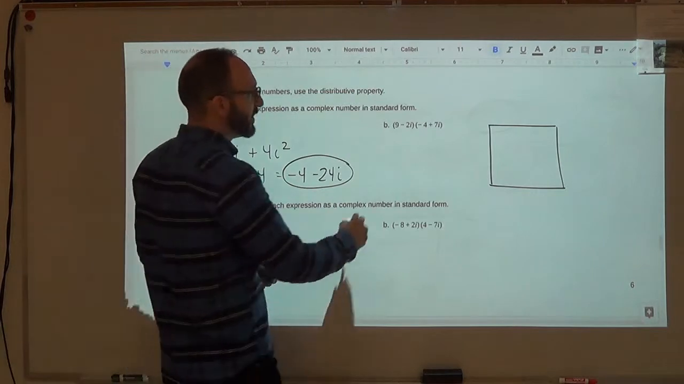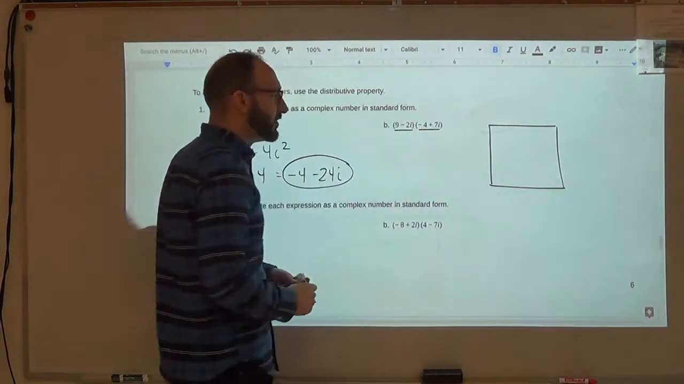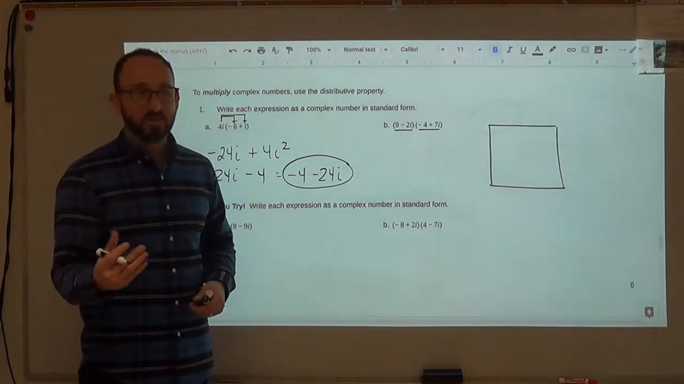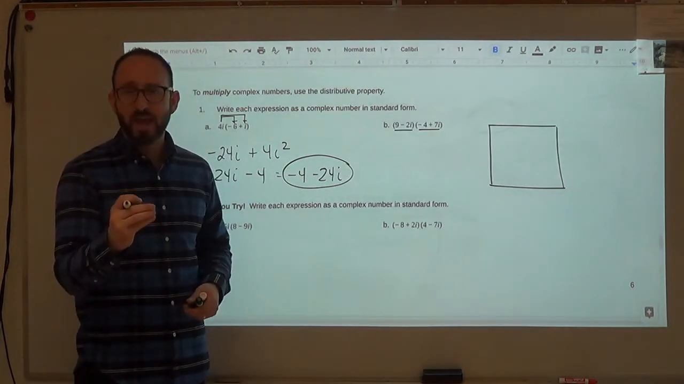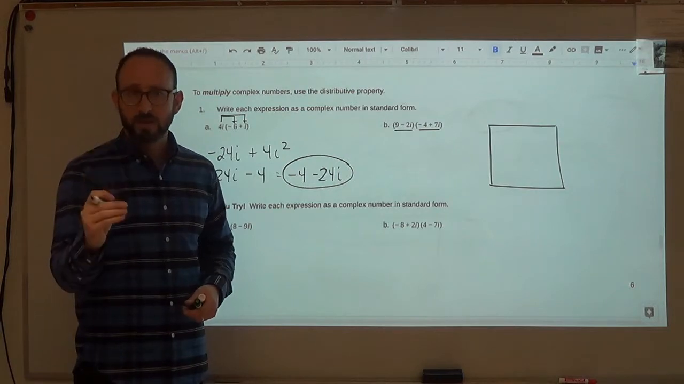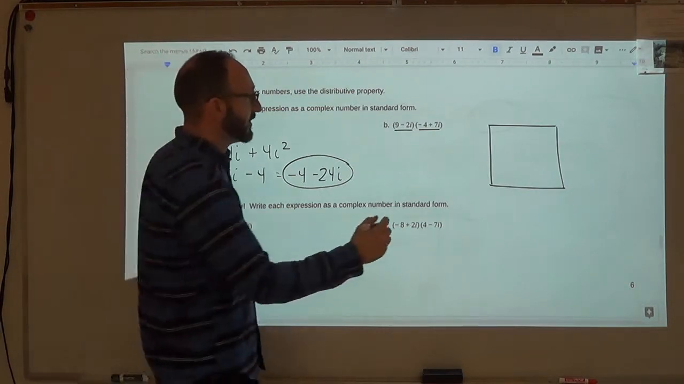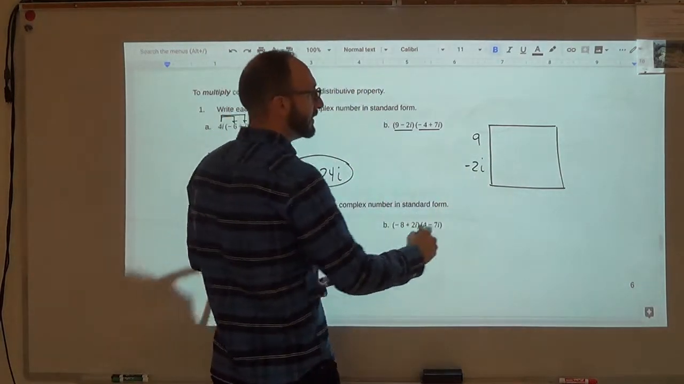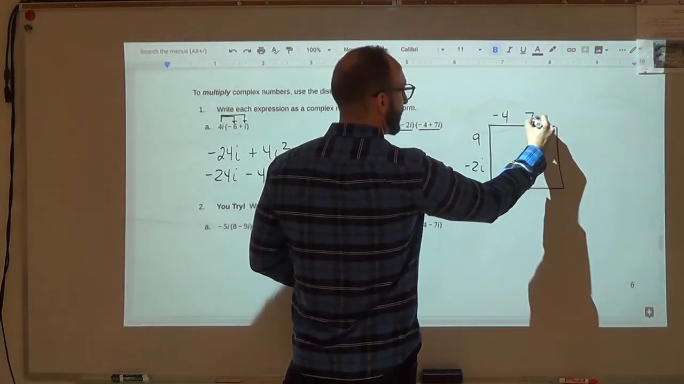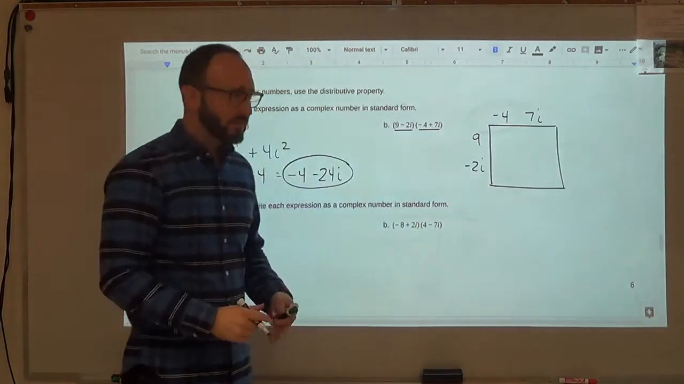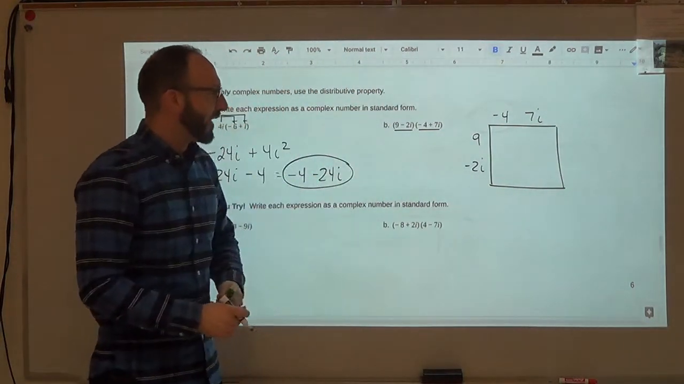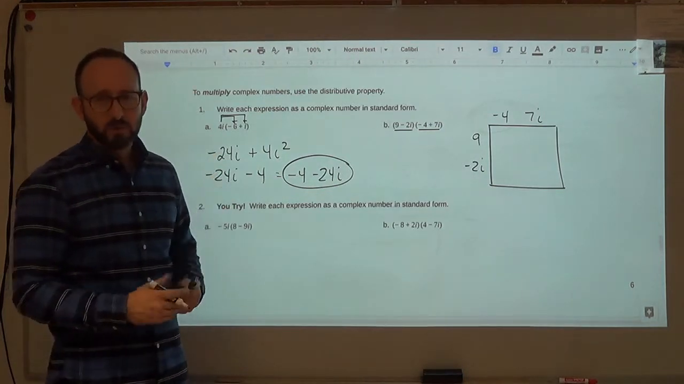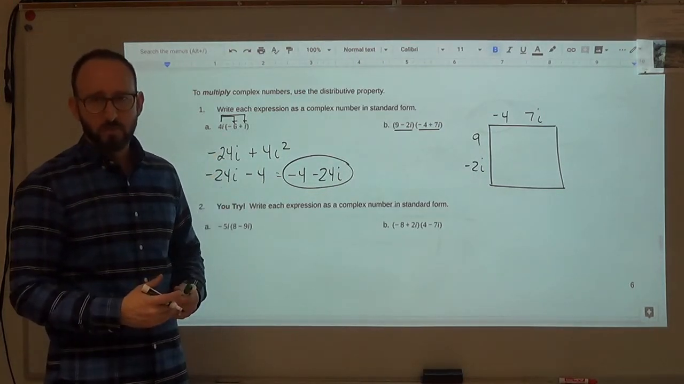So in this case, what we can do is think about each of those expressions, 9 minus 2i and -4 plus 7i, as the dimensions of a rectangle. Clear on that? So I'm going to write 9 and minus 2i down here, and then -4 and 7i up on the top. So the length of the rectangle is 9 minus 2i. The width is -4 plus 7i. All aboard?